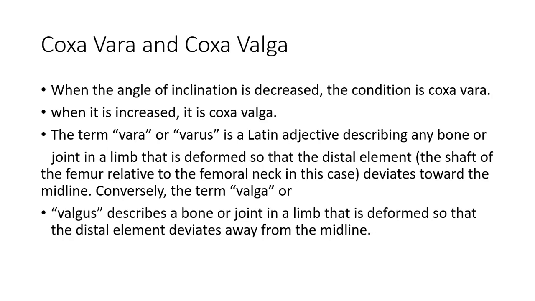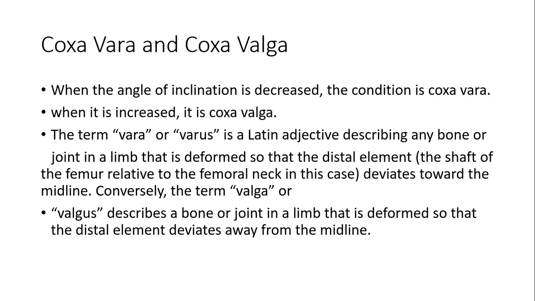Why should we know about these two, coxa vara and coxa valga, in which the angle of inclination is decreased or increased? When we are walking, normally the two knees don't strike each other. They are away from each other. But if they are closer together, the knees will strike each other while walking, and there will be difficulty in walking. And valga means they are away.